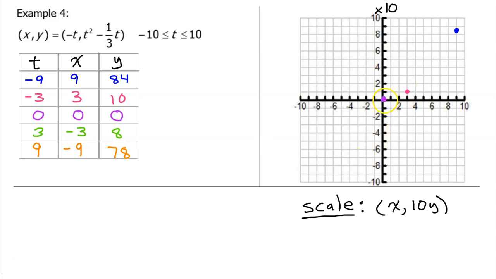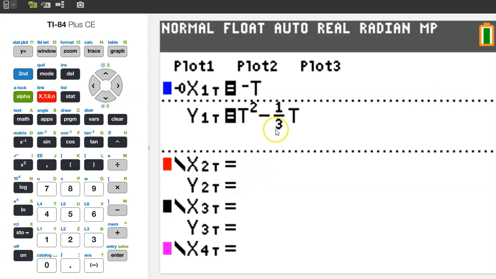Next we have a purple point at 0, 0, followed by a green point at -3, 8. And finally this orange point at -9, 78. So the curve looks like this with directionality from right to left. Just for fun, let's type this parametric equation into our graphing calculator.